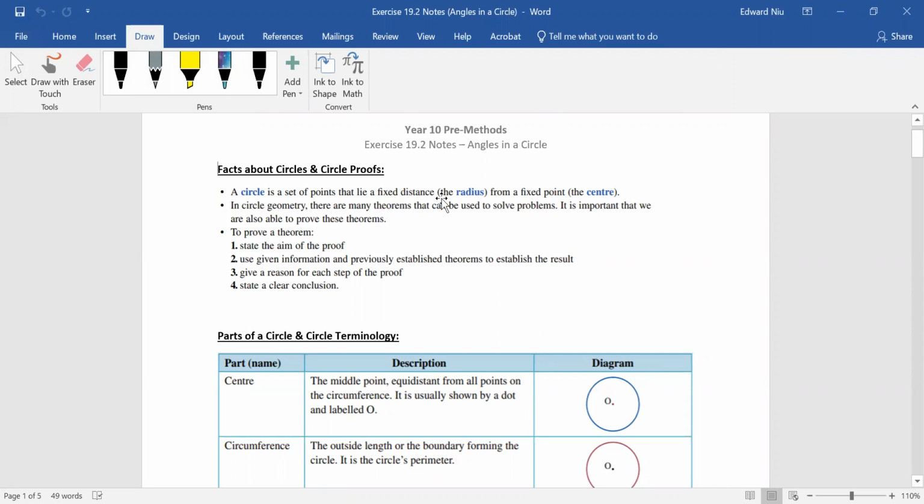And then the fixed distance is what we call the radius, where the center to the outside of the circle, or the circumference, is always going to be the same.